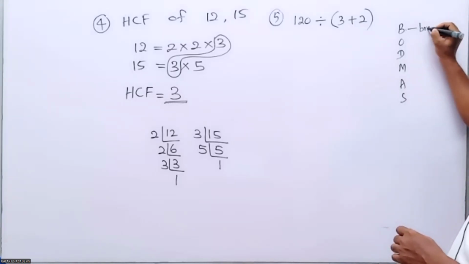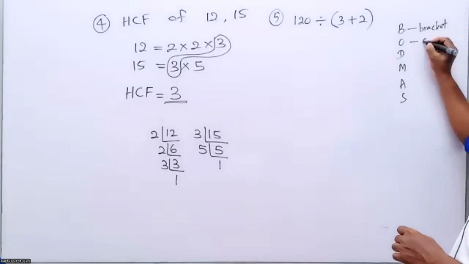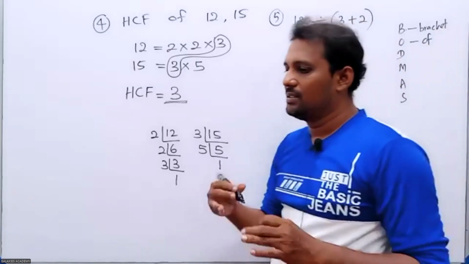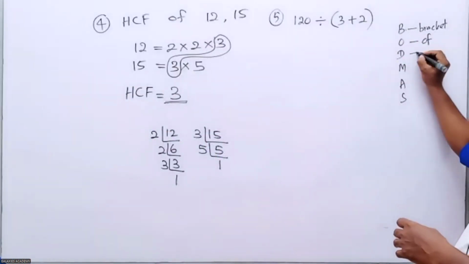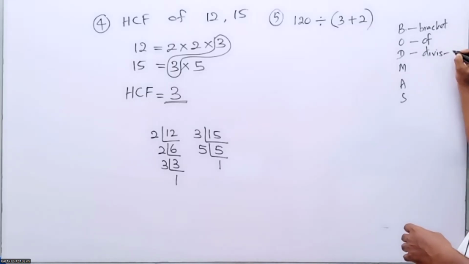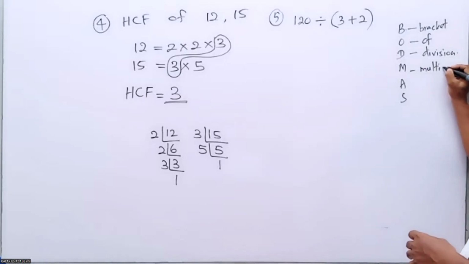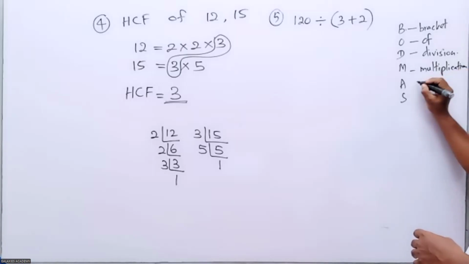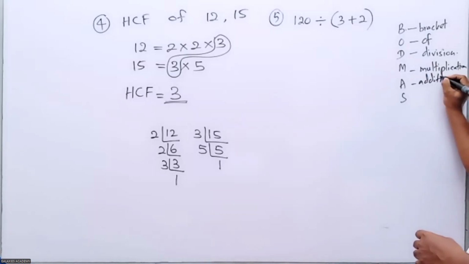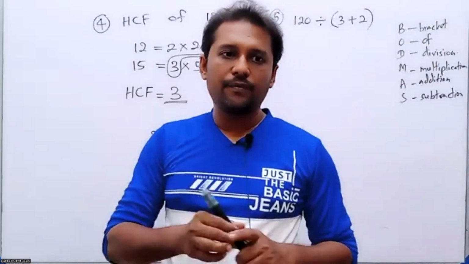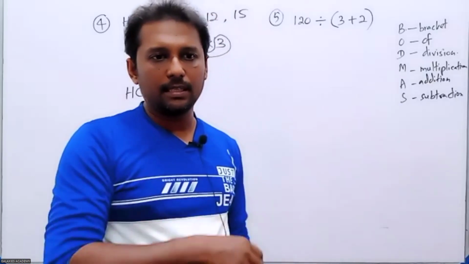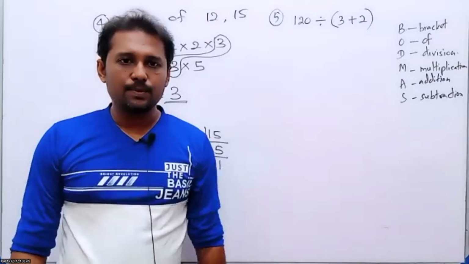B means bracket. O means of, you can study in grade 9 class, right? D means division. M means multiplication. A addition. And S subtraction. These steps in order you have to follow if there are several mathematical operations contained in numerical expressions like this, right?